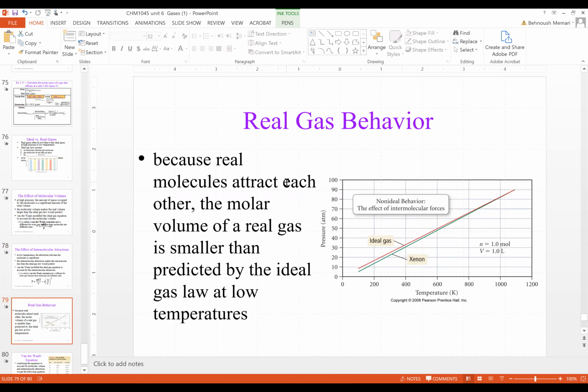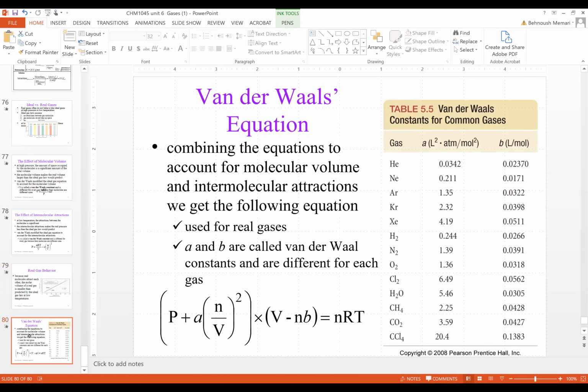The reason for those deviations is that real gas molecules attract each other. So the molar volume of real gases is going to be smaller than predicted by the ideal gas at low temperature. These values of A and B are the values that would be provided. You don't have to memorize them.